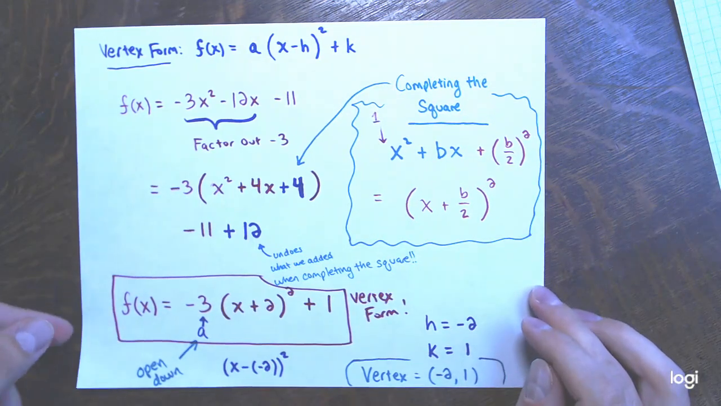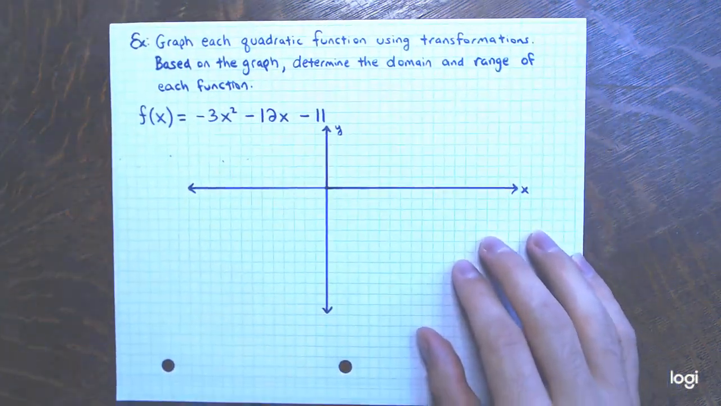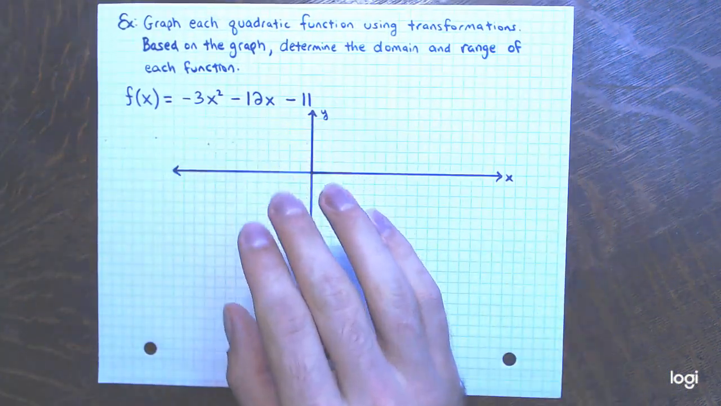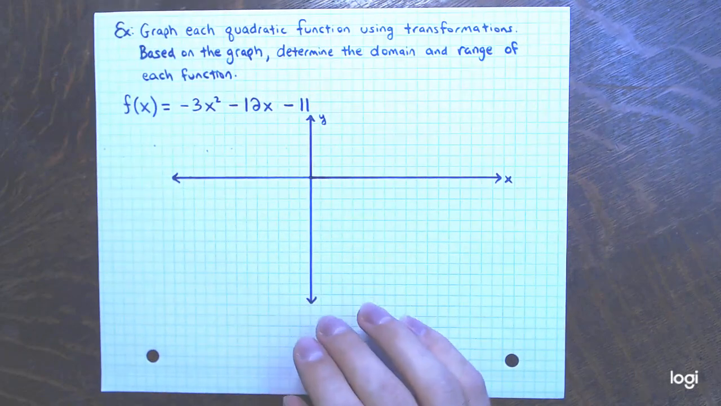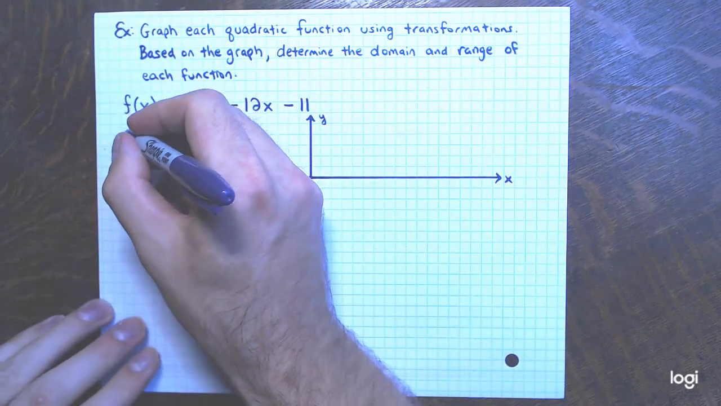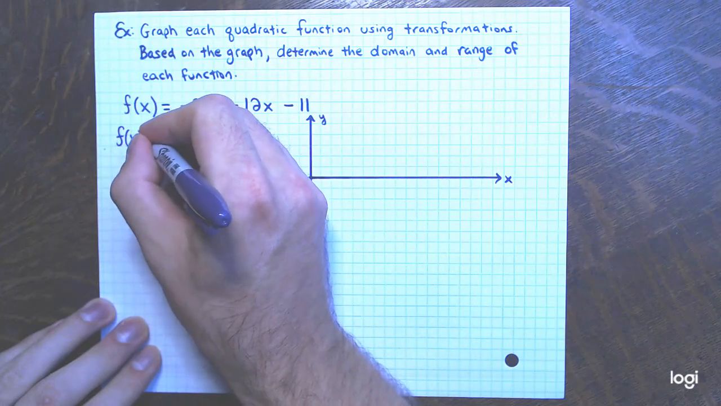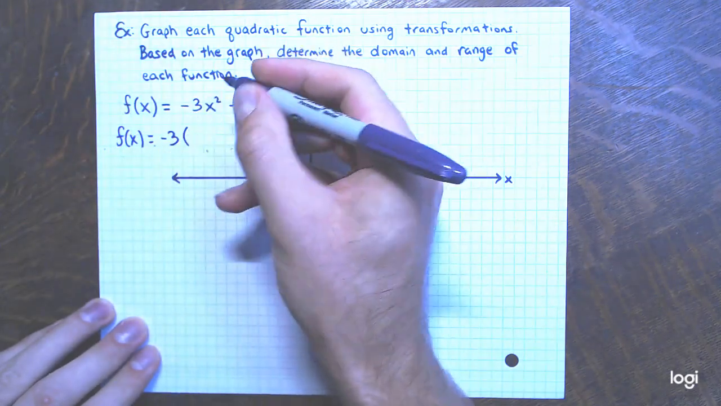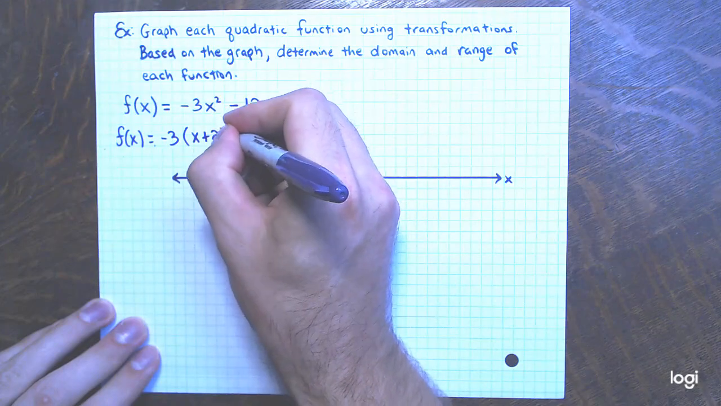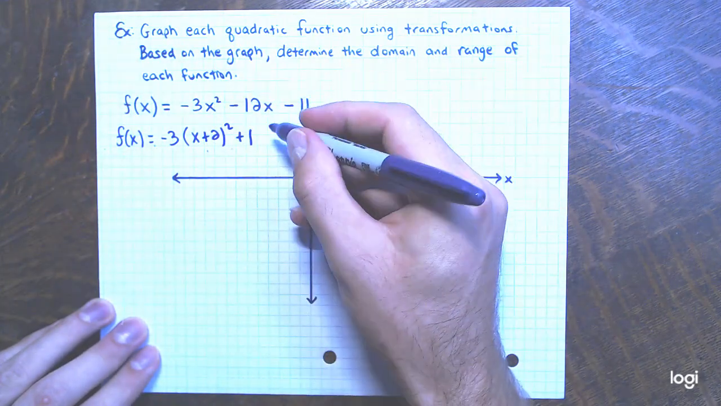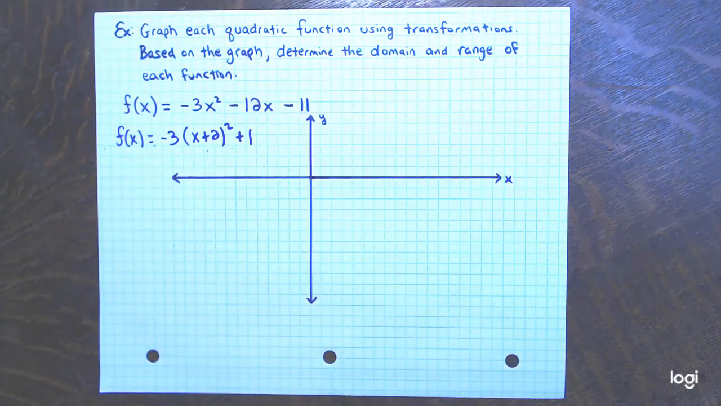So we're asked to graph f of x equals negative 3 times x squared minus 12x minus 11. And I just showed you that that's the same as f of x equals negative 3 times the quantity x plus 2 squared plus 1. These are exactly the same function. But I'm asked to do it using transformations.